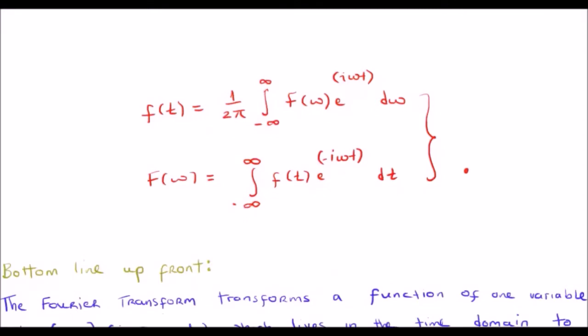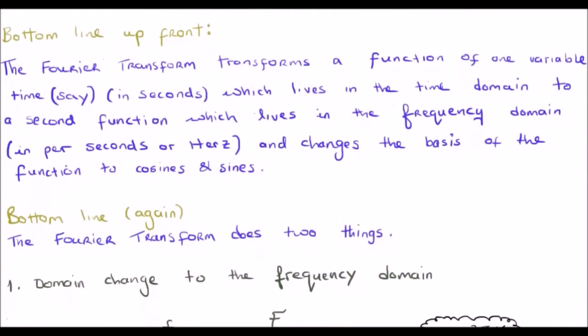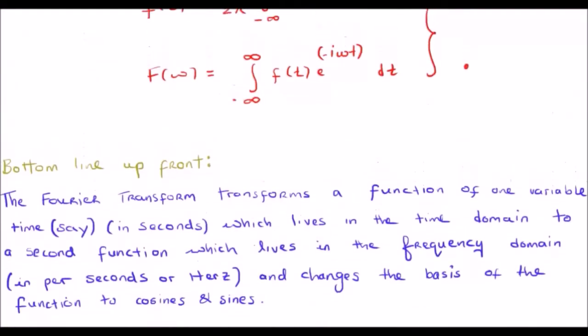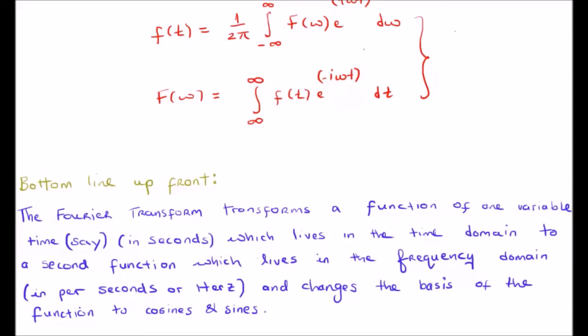Moving on, let's discuss the Fourier transform. Let's give you the bottom line. The Fourier transform transforms a function of one particular variable, let's say time, which of course is measured in seconds, and this will live in the time domain. It'll be transformed to a second function which lives in the frequency domain and is going to be measured in per seconds or hertz. And the second thing it does is it changes the basis of the function from whatever it was at the start to cosines and sines.